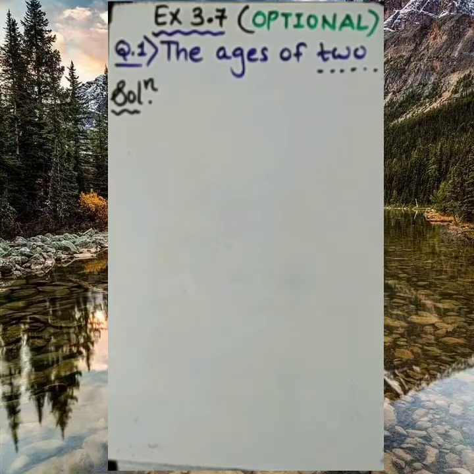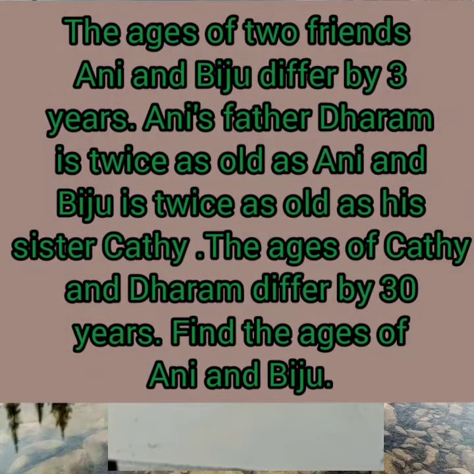Fine. So here we are starting, and I'm trying my best from my side to make it as easy as possible. So the first question I am starting. The ages of two friends, Ani and Biju, differ by 3 years. Ani's father Dharam is twice as old as Ani, and Biju is twice as old as his sister Kathy. The ages of Kathy and Dharam differ by 30 years. Find the ages of Ani and Biju.